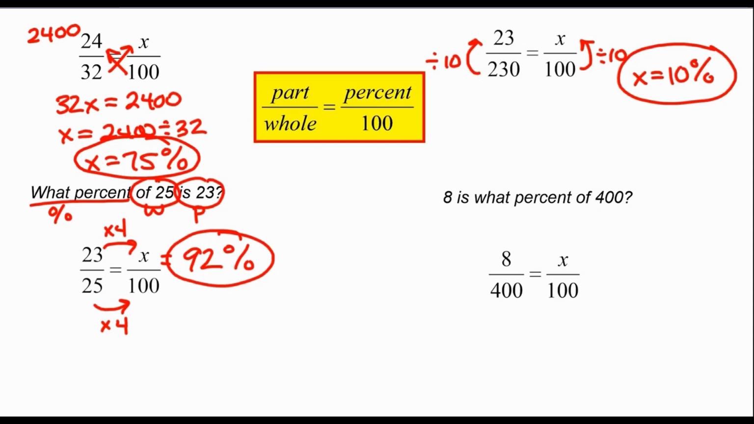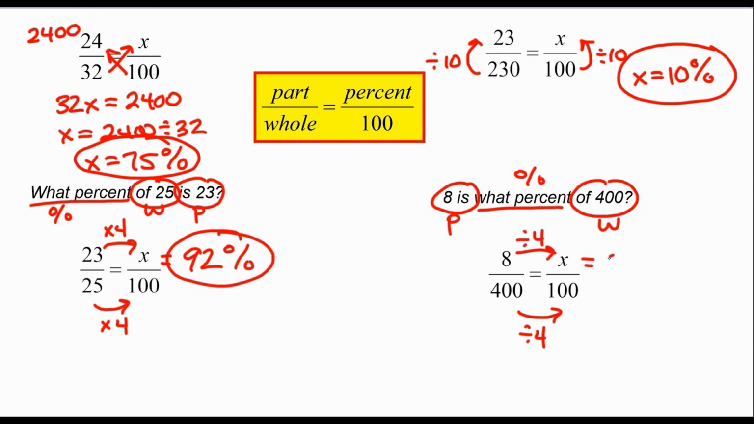And lastly, 8 is what percent of 400? 8 is, that's the part, of 400, that's the whole, and then what percent? The percent is missing. So I put all the pieces in this proportion, and then I can solve. Again, a nice horizontal relationship here. 400 divided by 4 is 100. So 8 divided by 4 will tell me what x is, and 8 divided by 4 is 2. And again, I'm looking for a percent, so I put 2%. 8 is 2% of 400.